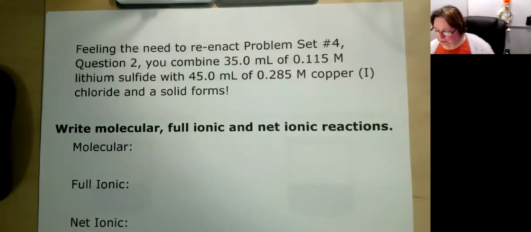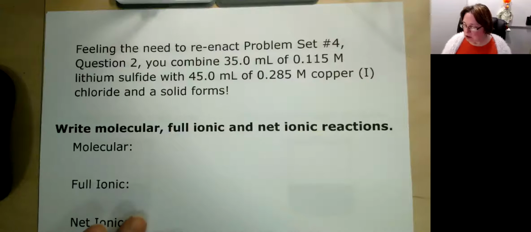All right, so here it is. You combine 35.0 milliliters of 0.115 molar lithium sulfide with 45.0 milliliters of 0.285 molar copper-1 chloride and a solid forms. So your first job is to write molecular, full ionic, and net ionic reactions. Pause the video if you need to, so you can work through it on your own.